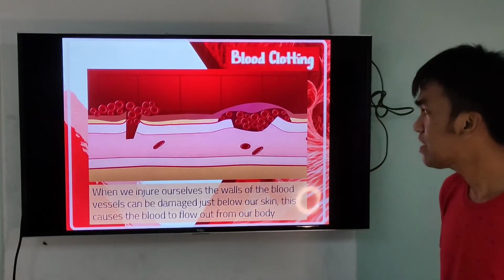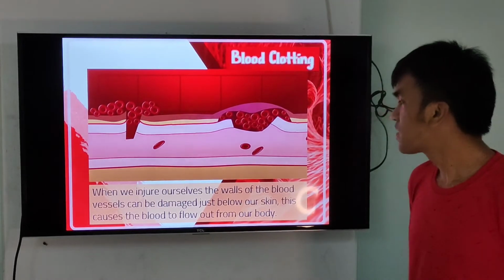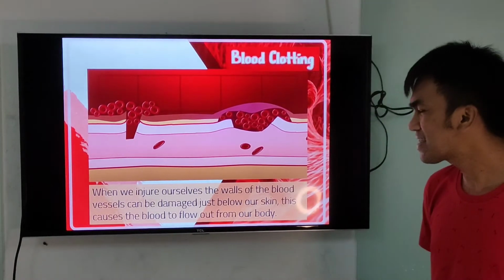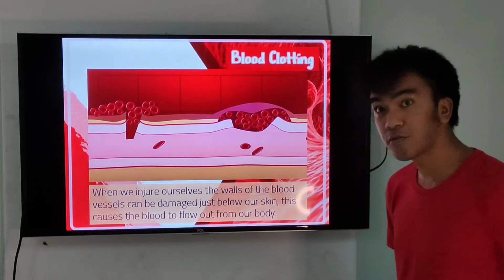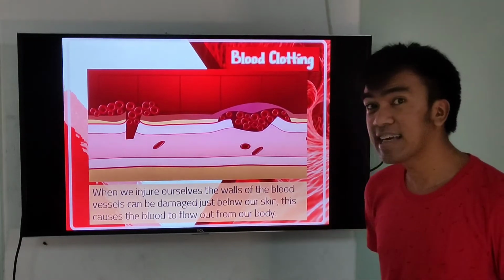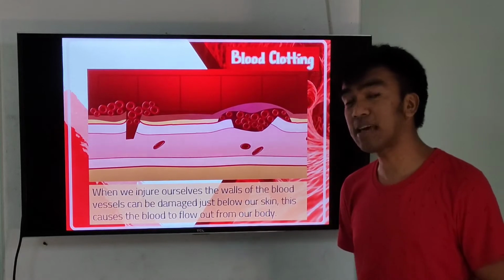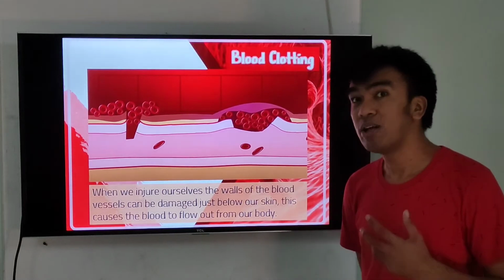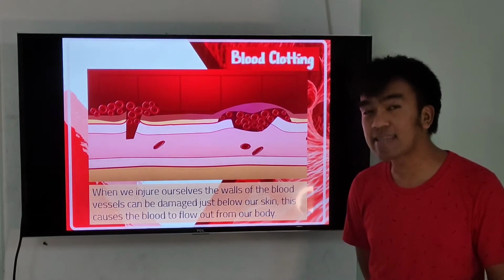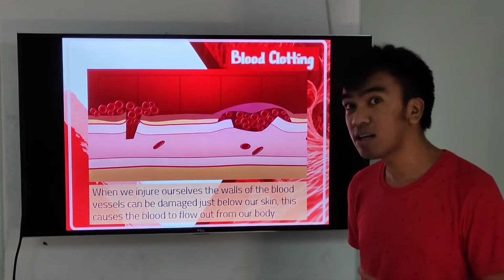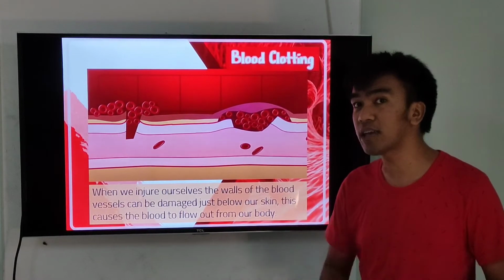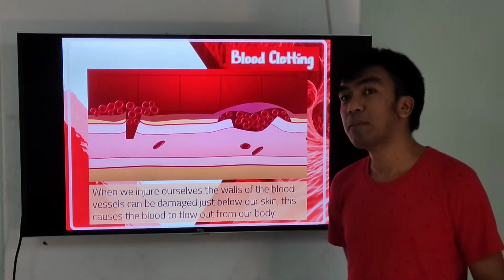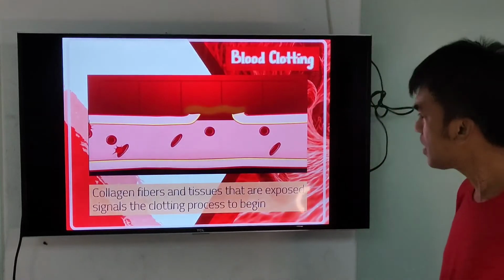So when we injure ourselves, the walls of the blood vessels can be damaged just below our skin. This causes the blood to flow out from our body. When we cut, scrape or puncture our skin, it starts to bleed. When that happens, the blood cells begin to clump together and clot, protecting the wound and preventing further loss of blood.